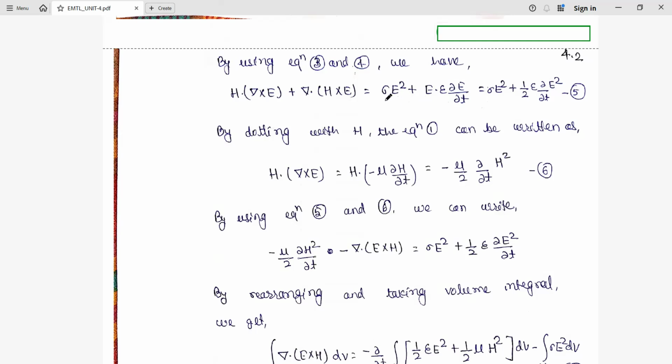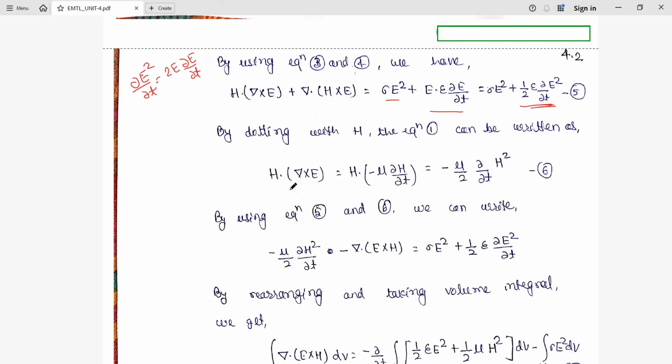Now this sigma E square is the first term, and this dou E by dou T we can write in this format, since differentiation of dou E square by dou T is going to be 2E dou E by dou T. So finally, this term is equivalent to this term. Then again, by dotting the other equation, equation 1, with H.